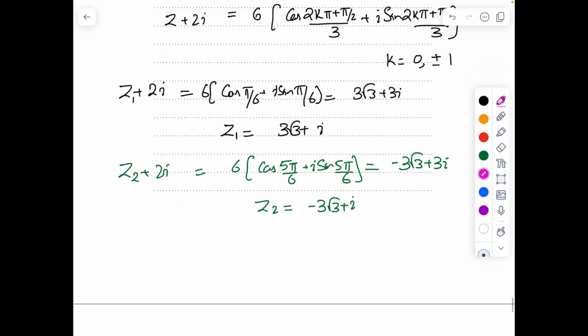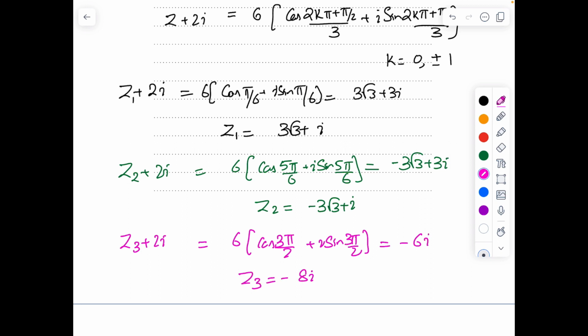And finally, I am taking the k value as negative 1. So z3 plus 2i equals 6 times cos 3π/2 plus i sin 3π/2, which is going to be negative 6i. So z3 will be equal to negative 8i. That's going to be the answer.